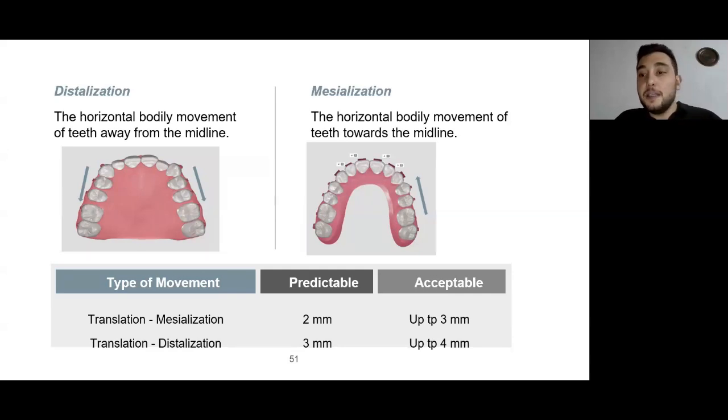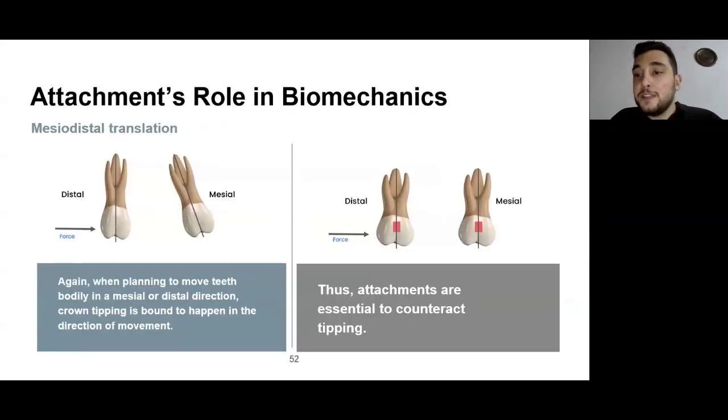Now, I mentioned that this is a little bit more advanced or challenging movement, but this is not related to the amount of movement. This is also related to the tipping. Again, when planning to move teeth in a bodily direction, whether mesial or distal, crown tipping is bound to happen in the direction of movement. Thus, these attachments are essential to counteract this tipping. Here, in this case, you can notice whenever we're mesializing or distalizing, we're going to use vertical rectangular beveled attachments. And these are the most suitable attachments for mesialization and distalization movements to try to avoid tipping as much as possible. Because from my experience, as most of you might know, tipping is more common to happen while we're doing mesial and distal translation in comparison to the buccolingual translation that we talked about in the previous slides.